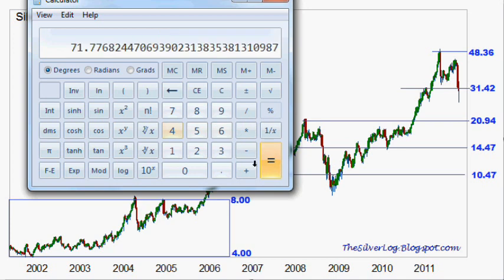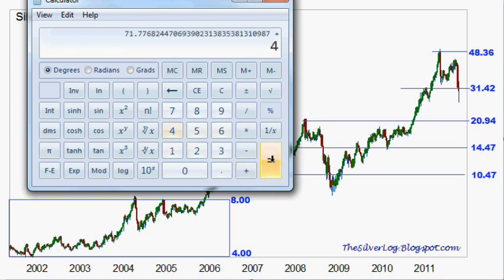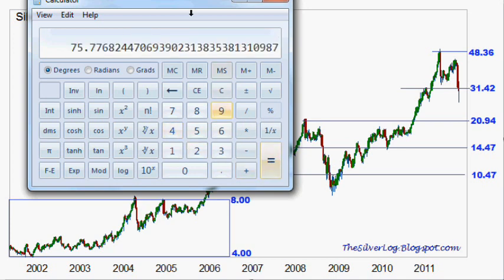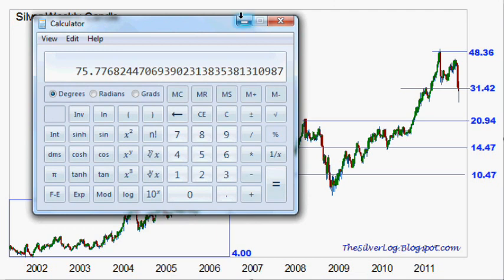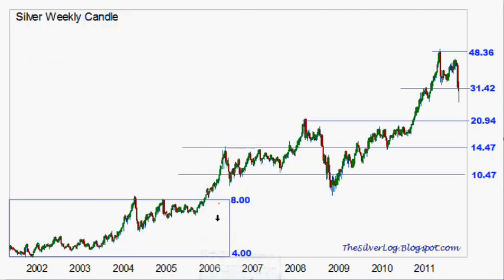If we multiply that by the difference and add 4, that'll give us a price objective of 75.78. We know breaking through there with conviction, that's where the market should be going, because whenever we've had confirmation on silver Fibonacci, we're pretty much at a huge success rate. Okay, so now let's go over to how this works.